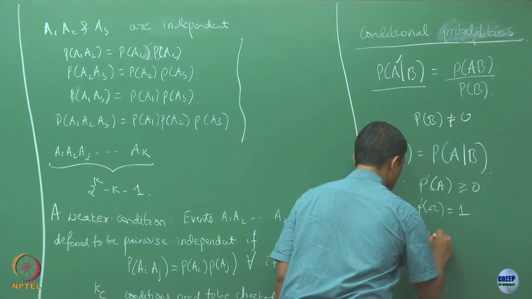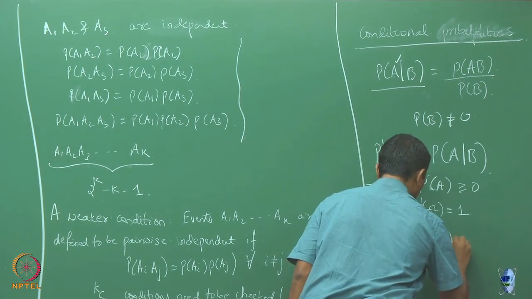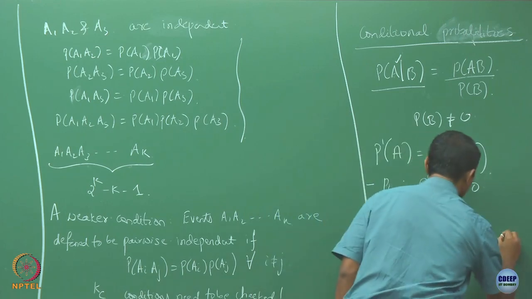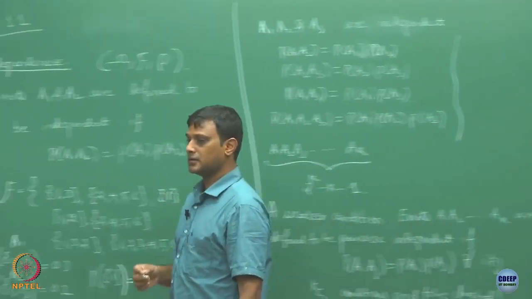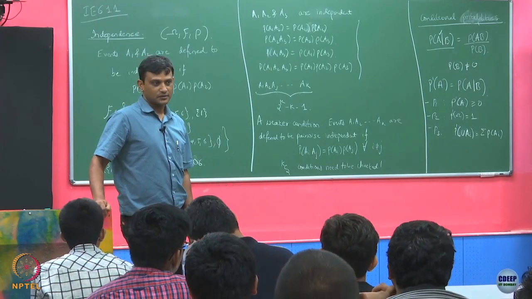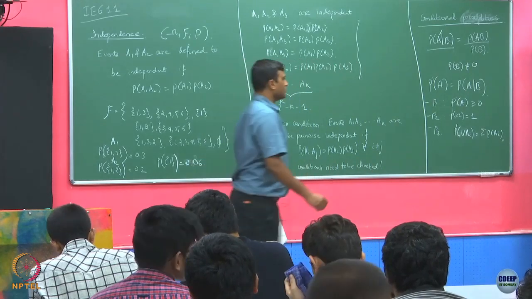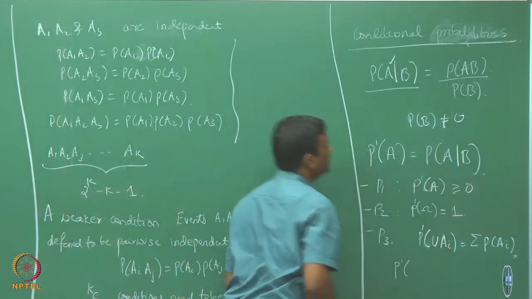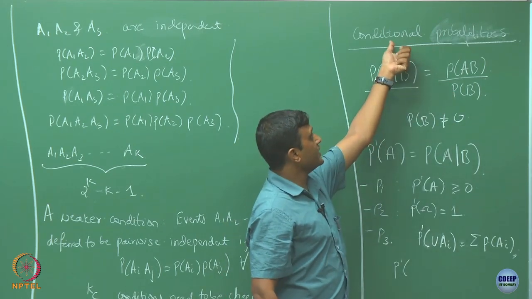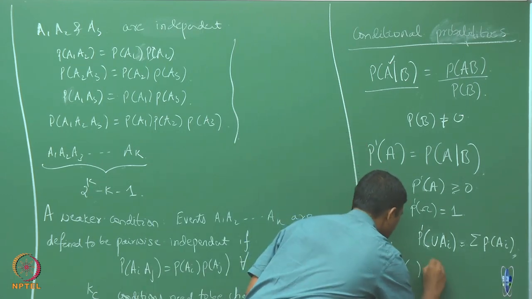We want that, if we take a sequence A1, A2, and so on, we want this to hold for countably many Ai's. Is this true? Just verify this condition as well. Because of this, we are going to say that this is a conditional probability. Even though we just defined this function through conditional events, we still call it conditional probability because it already satisfies these properties of a probability function. So it is a probability function.